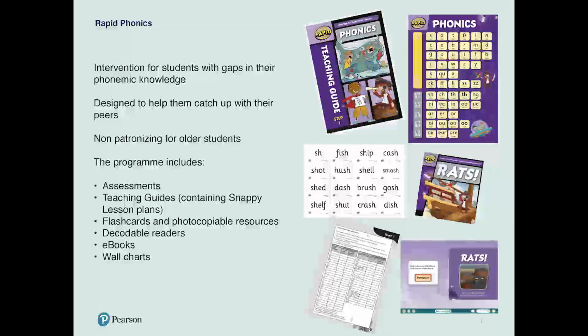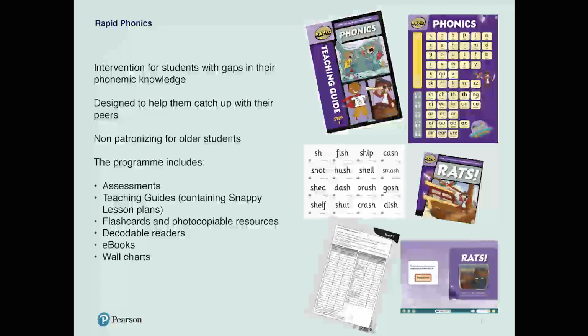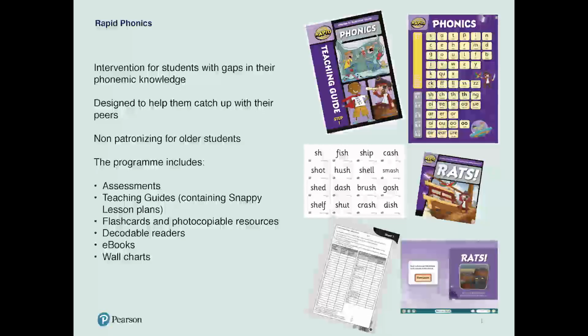So you can see from some of the screenshots here that you've got assessments. Those are found at the bottom left-hand, I beg your pardon, those charts to actually know where and how to place students. They might not all need to begin at the beginning. Then you've got your teaching guide, which is the top left-hand screenshot, the purple one there. You've got flashcards and photocopyable resources, which you can see in the middle. Decodable readers, because of course these students as well need to be reading from real books. So you can see an example there in the middle right, rats. You've got ebooks again, so every title that's available as a hard copy is available as an ebook. And similarly to Phonics Bug, students can click on sounds, click on words, get some online help, and then your wall charts.